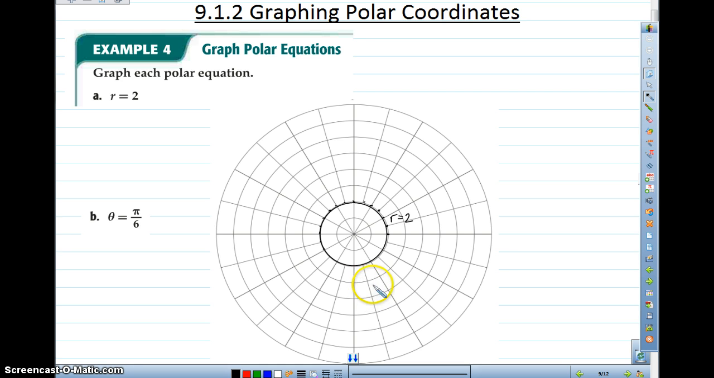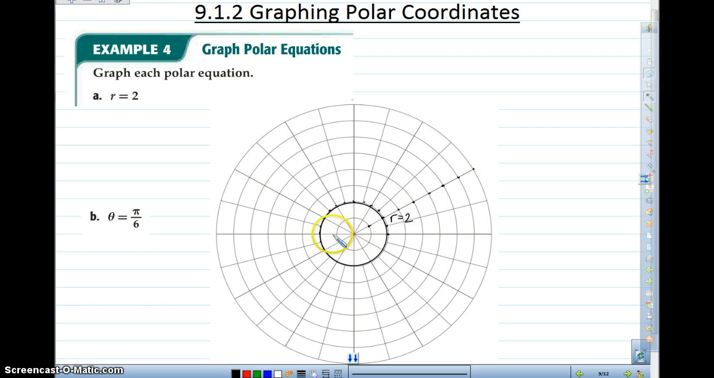Okay. If we have an equation where theta is equal to pi over 6, now we need to find all of the points where the radius doesn't matter, but all the points that have been rotated pi over 6. Well, pi over 6 would be the same thing as 30 degrees. So if I go to the 30 degree spoke, that would be this point, this point, this point, this point, this point, this point, this point, this point.